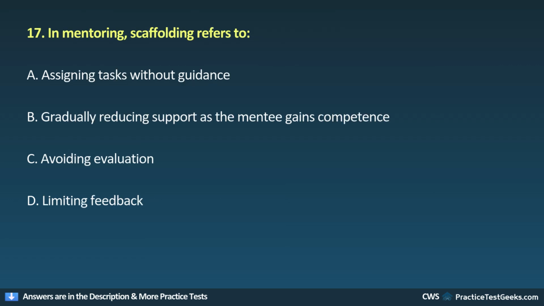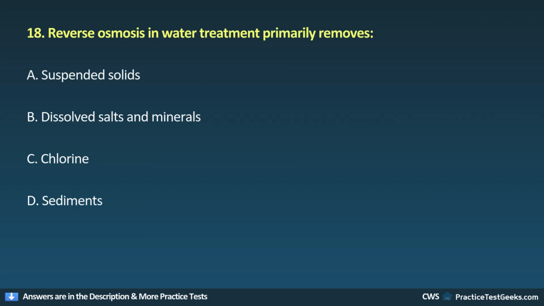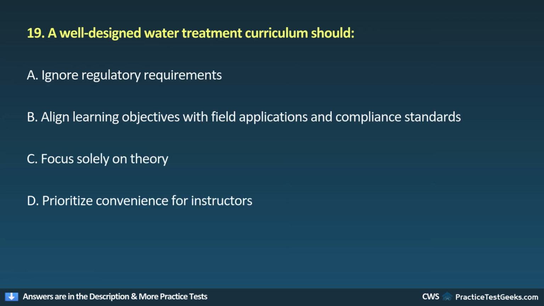17. In mentoring, scaffolding refers to A. Assigning tasks without guidance. B. Gradually reducing support as the mentee gains competence. C. Avoiding evaluation. D. Limiting feedback. 18. Reverse osmosis in water treatment primarily removes A. Suspended solids. B. Dissolved salts and minerals. C. Chlorine. D. Sediments.